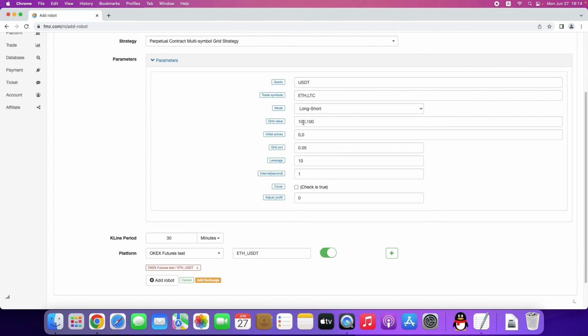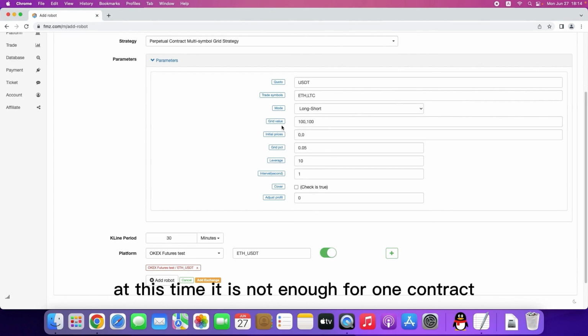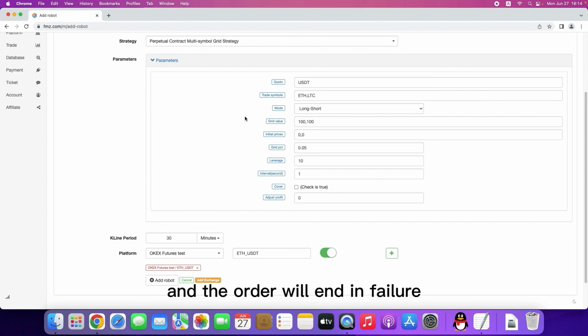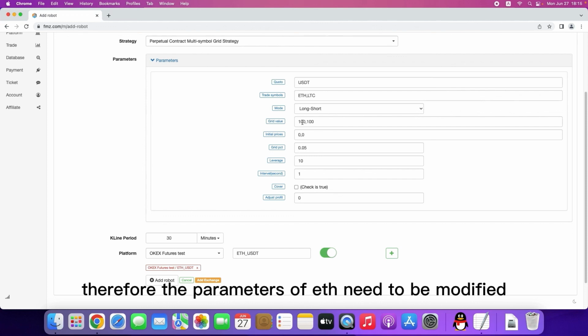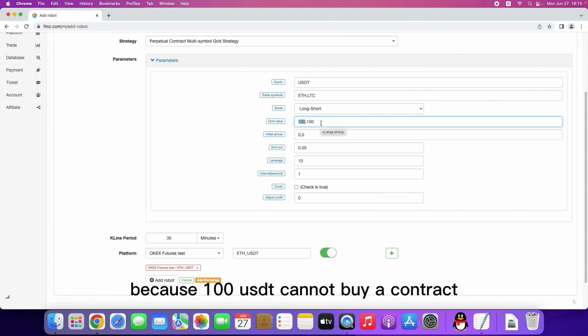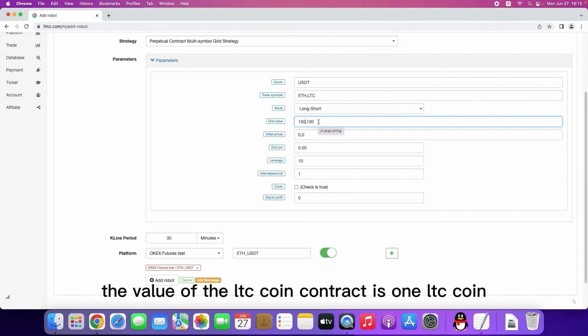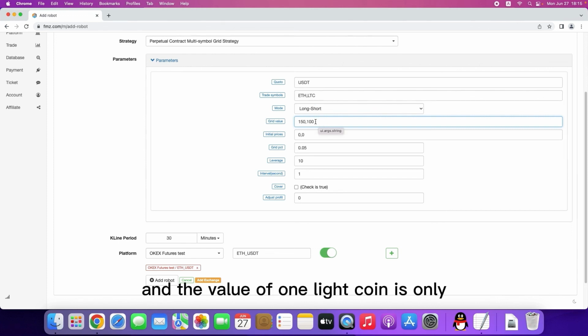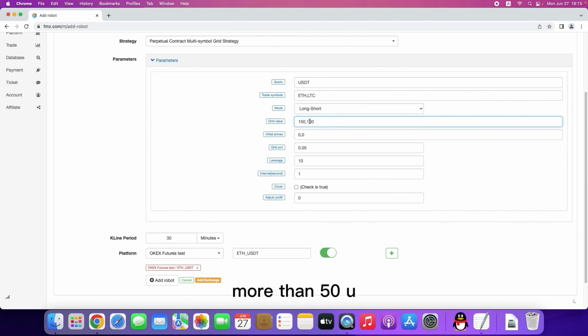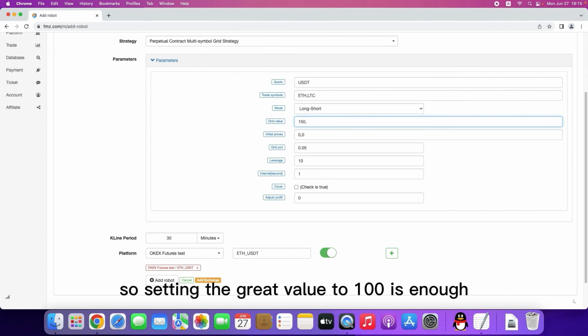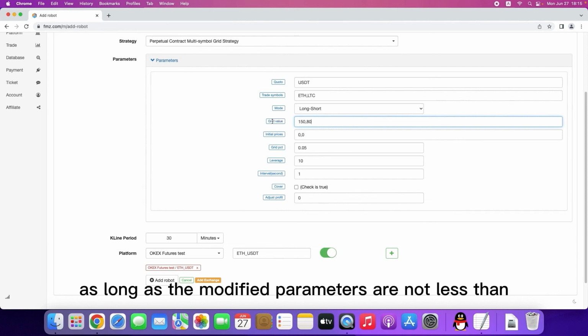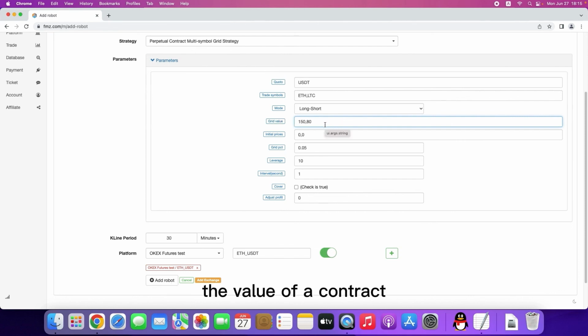So if we buy 100 U at this time, it is not enough for one contract, and the order will end in failure. Therefore, the parameters of ETH need to be modified, because with 100 you cannot buy a contract, so we modify the grid value to 150. However, the value of the Litecoin contract is 1 Litecoin, and the value of 1 Litecoin is only more than 50 U, so setting the grid value to 100 is enough, even if it was changed to 80, as long as the modified parameters are not less than the value of a contract.